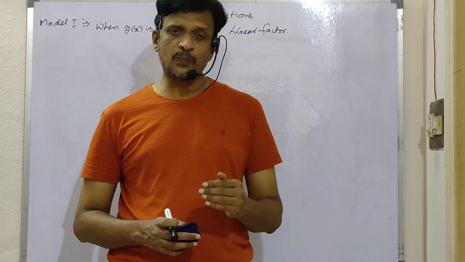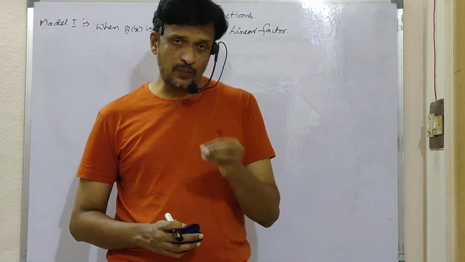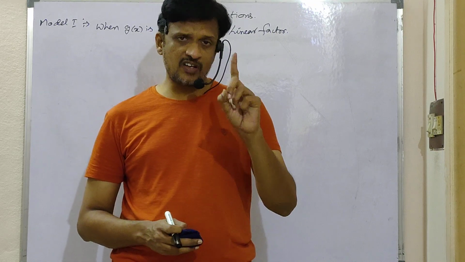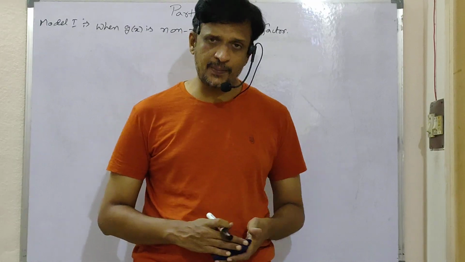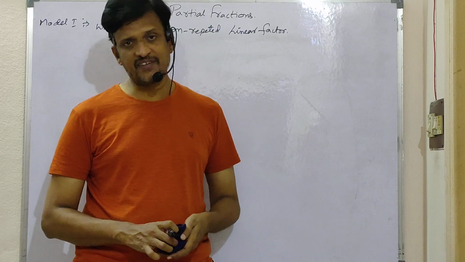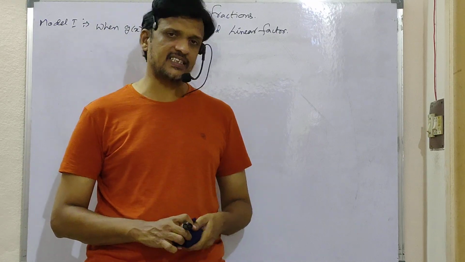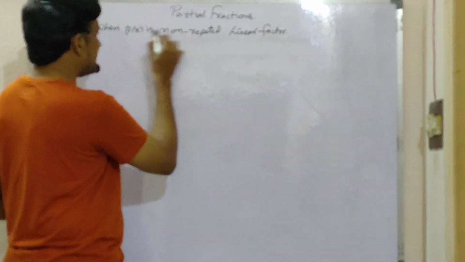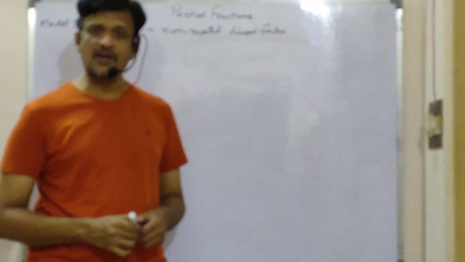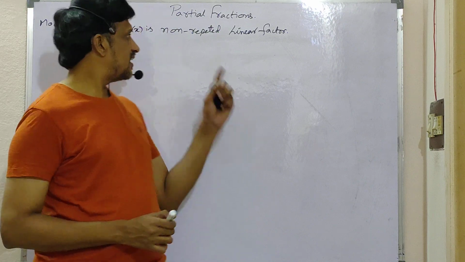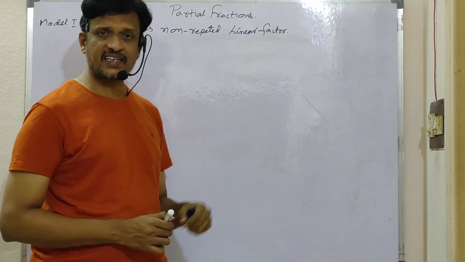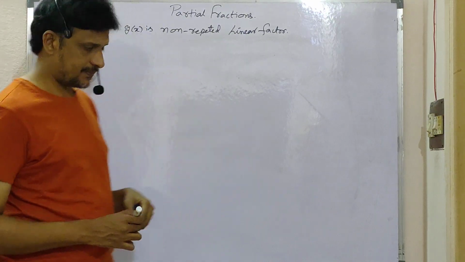For example, x plus 1 whole square means x plus 1 into x plus 1. Repetition you can find there. So the whole power 1 should be there. Then it is called a non-repeated linear factor. In the first two models, we are dealing with linear factors and then we will get quadratic factors. Now try to understand this procedure of splitting the given fraction as the sum of partial fractions when the denominator g of x is a non-repeated linear factor, with the help of a problem.